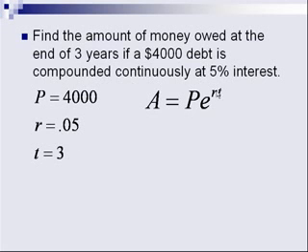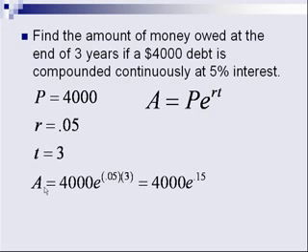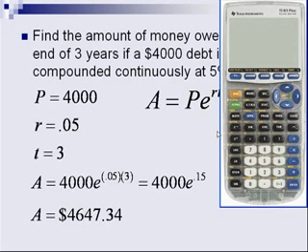Right, so we have the P, the R, and the T, and now we can solve for this final amount just by plugging those in. Alright, so we got A is 4,000 times e to the 0.05 times 3. 0.05 times 3 is 0.15. Plug that into our calculator in a minute. But that should come out to 4647.34. So let's just check that real quick.